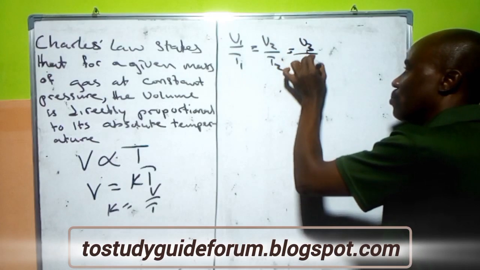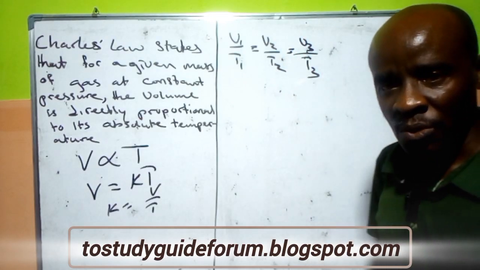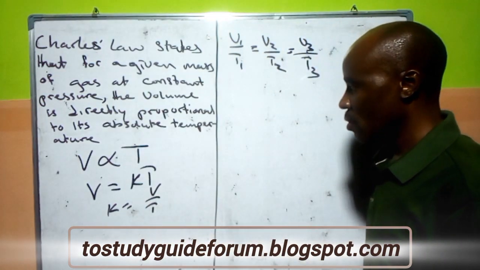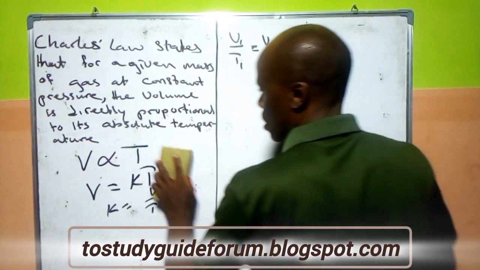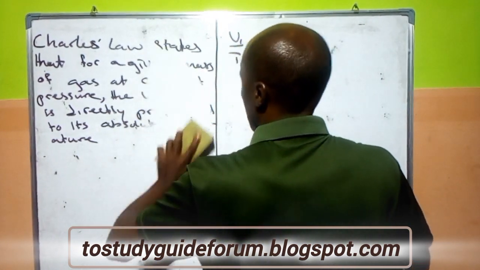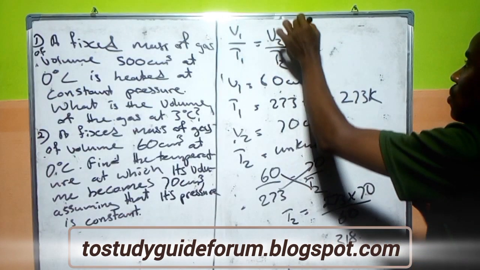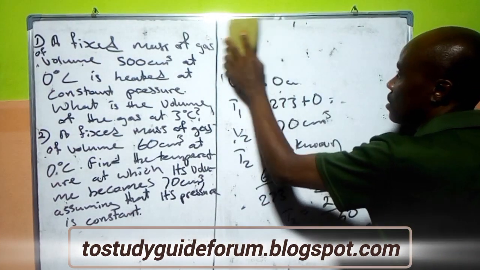V3 will also be equal. So we're going to be looking at some calculations that will help us understand how to apply these rules. What we're going to be doing is to subtract these two.